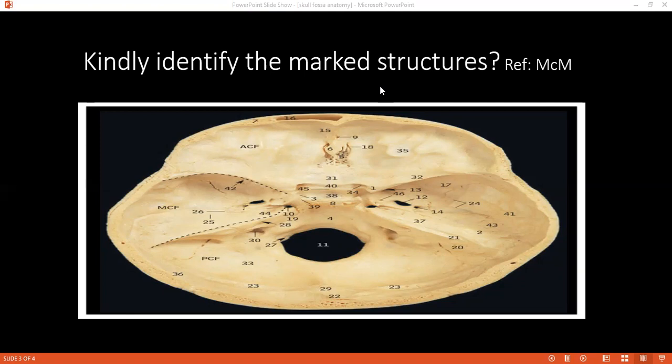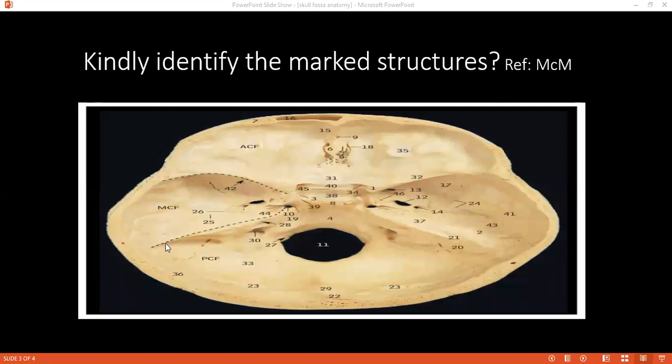Okay, right. How many cranial fossae are there? There are 3 cranial fossae: anterior cranial fossa, middle cranial fossa, and posterior cranial fossa. Very good. Can you please tell me the boundaries of the middle cranial fossa? The middle cranial fossa is bounded anteriorly by the lesser wings of the sphenoid bone and the anterior clinoid process, laterally by the squamous part of the temporal bone, and posteriorly by the petrous part of the temporal bone.